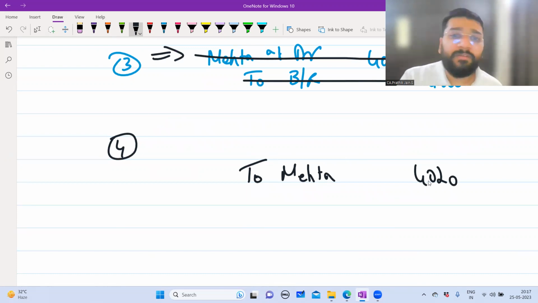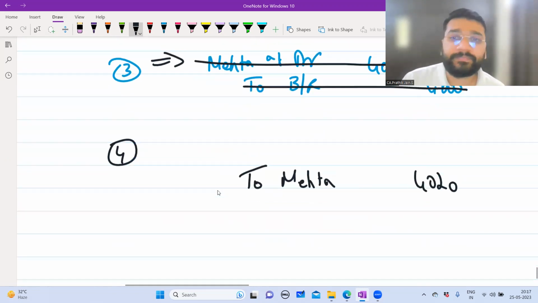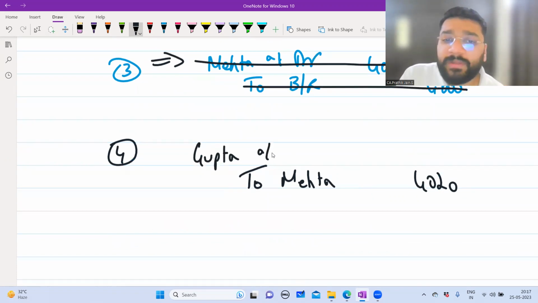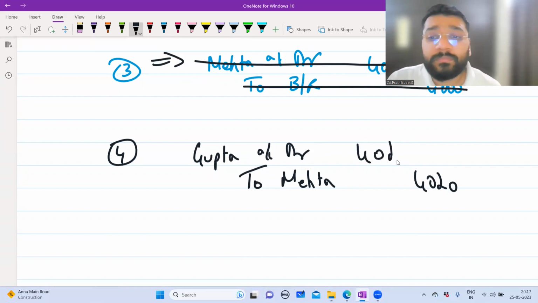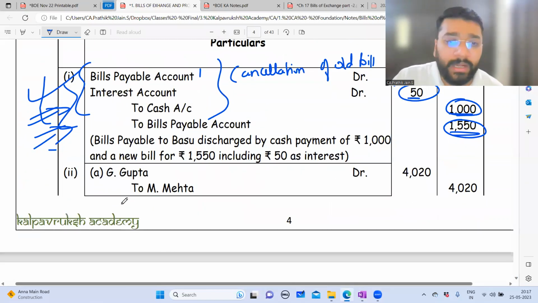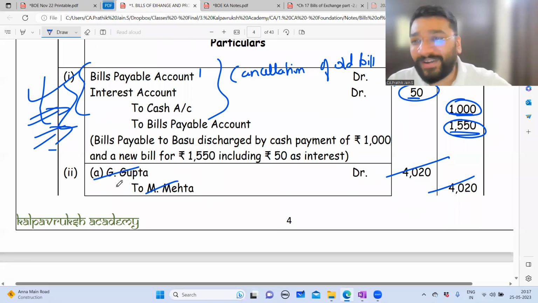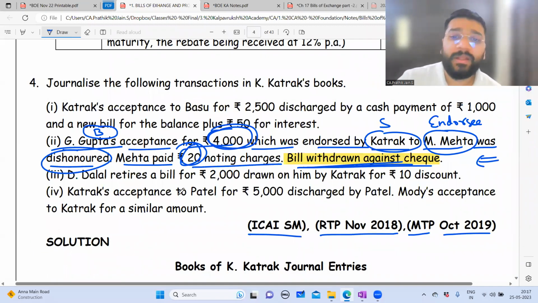Now you tell me, we have closed Gupta's account here as if the money has come. Did you receive money? No, sir. So you have to receive money from Gupta. So Gupta account debit, because we have to receive the money from him. To create an asset, we have to debit. How much money will you recover from Gupta now? 4,020. So the first entry, guys, is Gupta to Mehta, 4,020, not 420. Okay, sir.